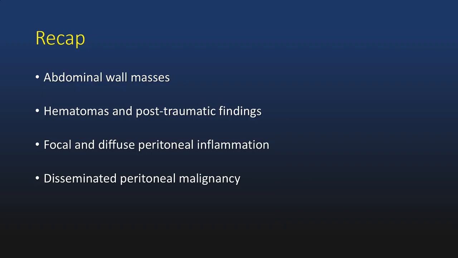Hematomas are very common, but also remember other post-traumatic findings, including acute lumbar hernias, extraperitoneal bladder ruptures, and Morel-Lavallee lesions. We talked about causes of focal and diffuse peritoneal inflammation, including tuberculosis. And we also talked about causes of disseminated peritoneal malignancy, including peritoneal carcinomatosis, but also mesothelioma, Pseudomyxoma peritonei, and lymphoma.